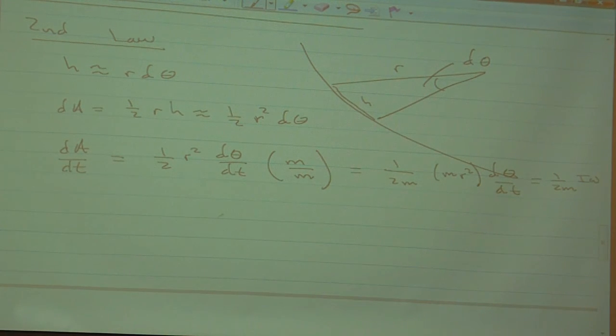In other words, dA dt is 1 over 2m times, well, it's the angular momentum over 2m. And since the angular momentum is conserved, then dA dt is a constant. Which means you sweep out equal area in equal time as you go around your orbit.